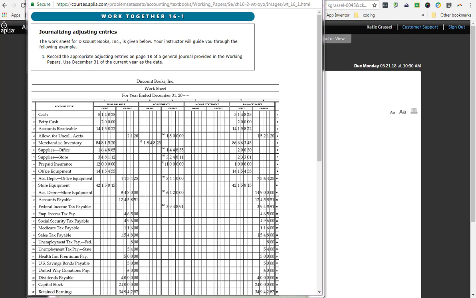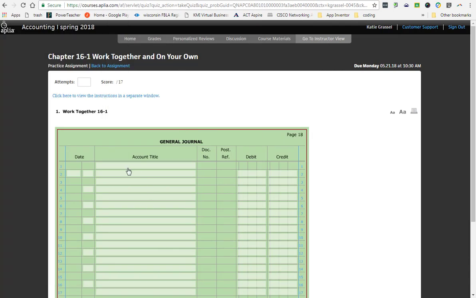Okay, so when we record adjusting entries, we do not have a source document. So the very first line on my general journal here has to say adjusting entries, because then I don't have to worry about putting anything in my source doc. It's going to be December 31st of the current year. So what I need to do on my worksheet is look for letter A.